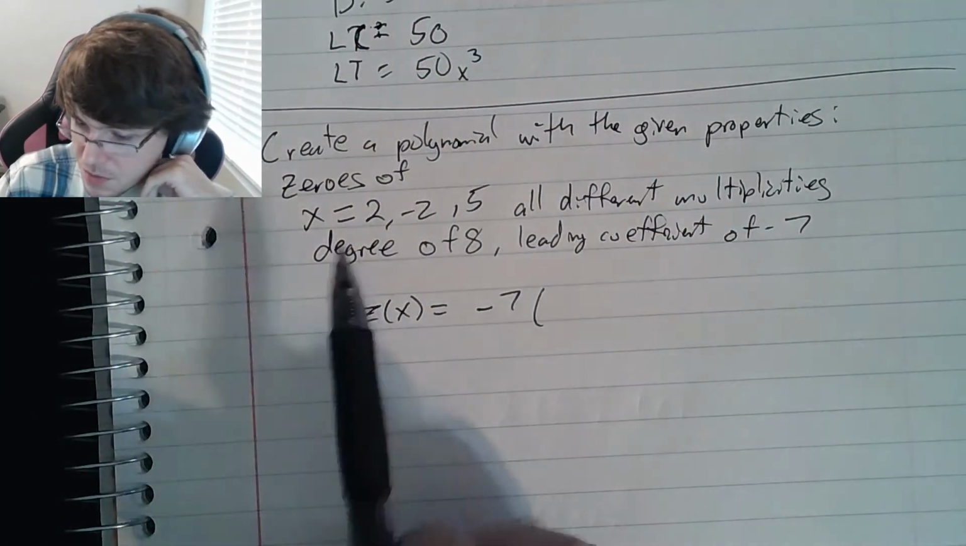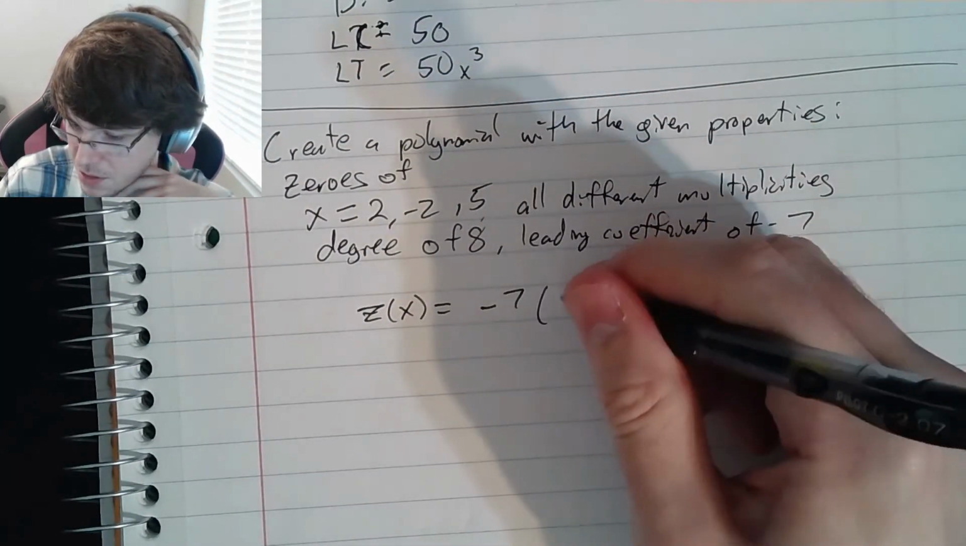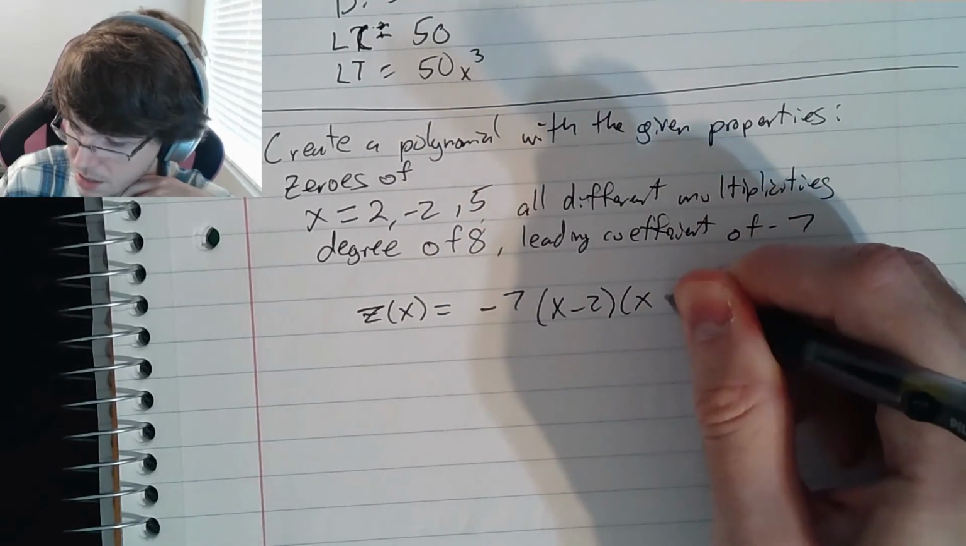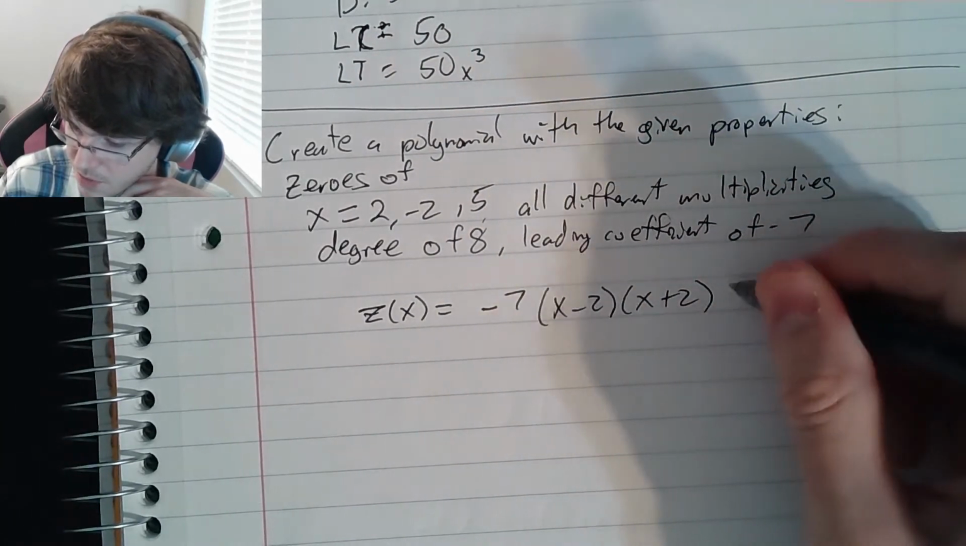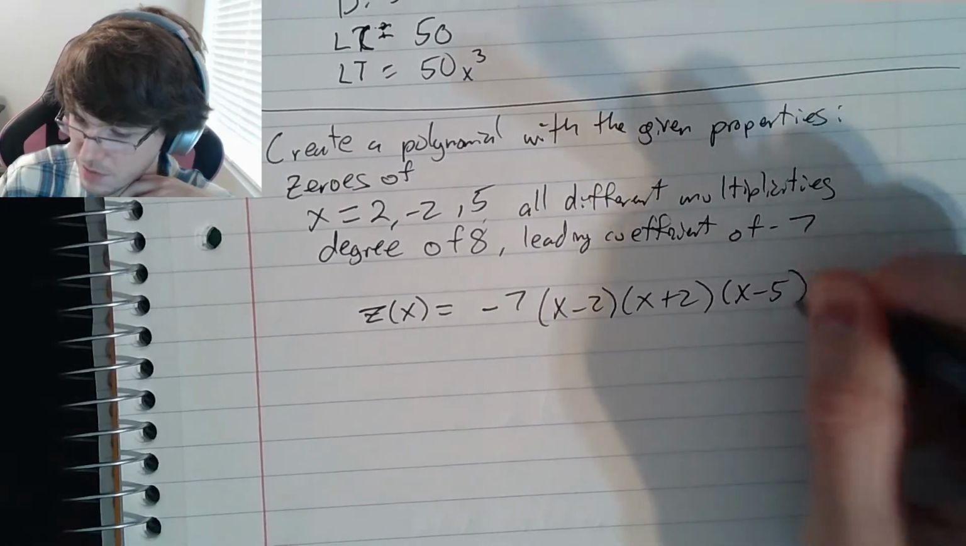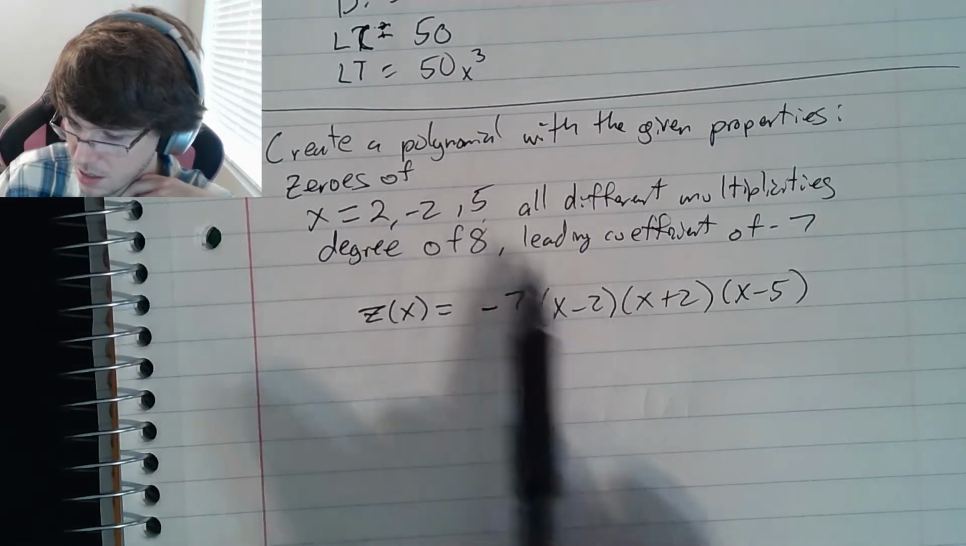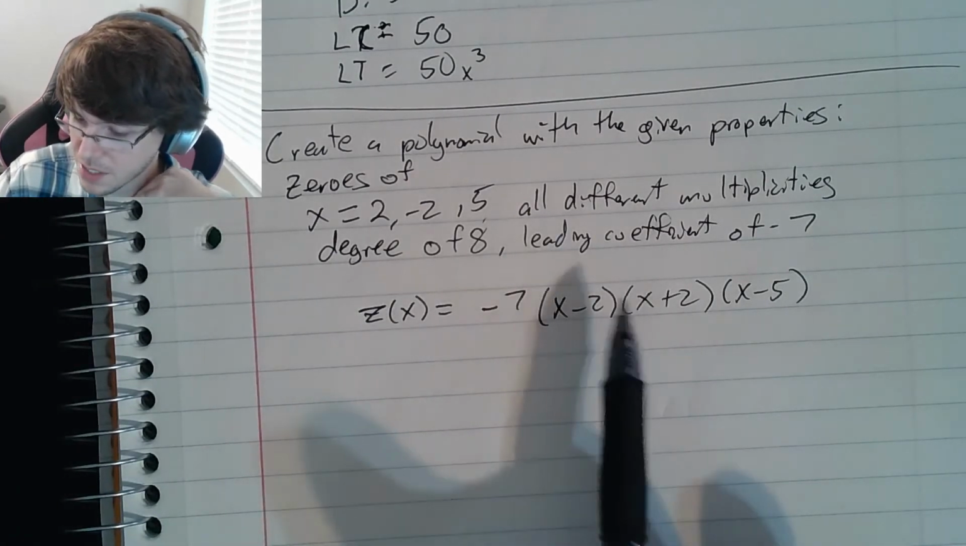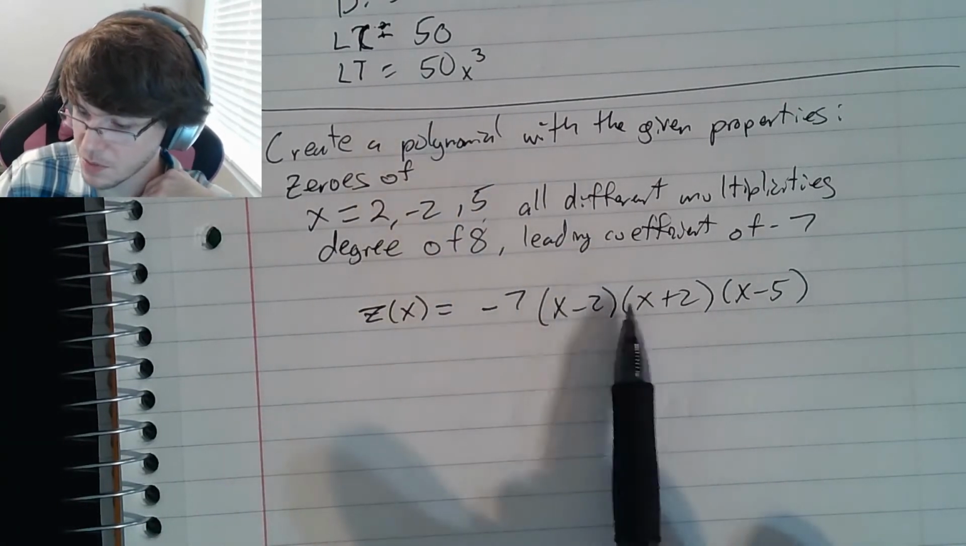And we have zeros of 2, -2, and 5. So 2 means x minus 2, -2 means x plus 2, and 5 means x minus 5. So I did 2 there, -2 there, 5 there. Right now, all of them have the same multiplicity. They all have a multiplicity of 1 right now.